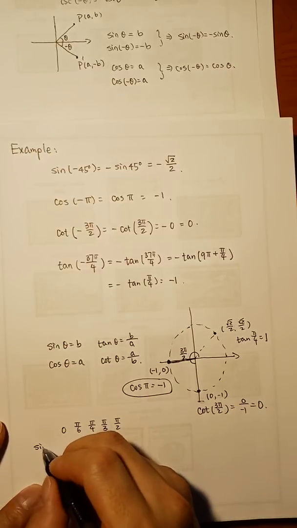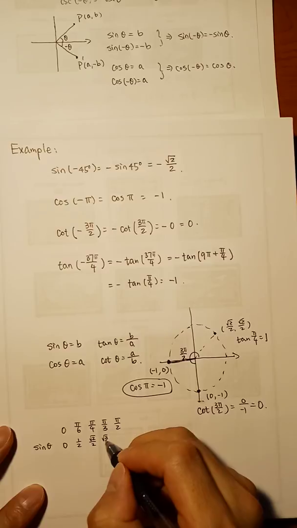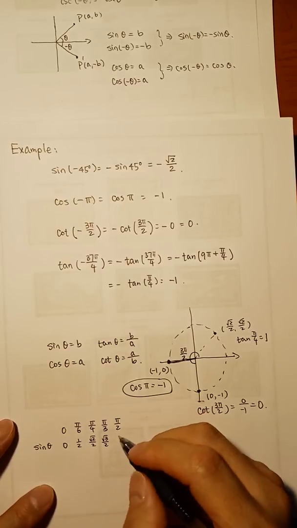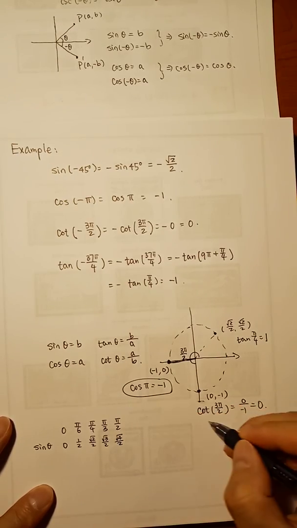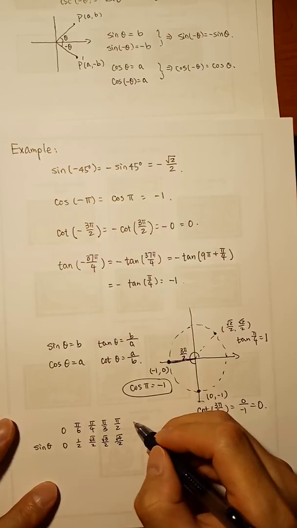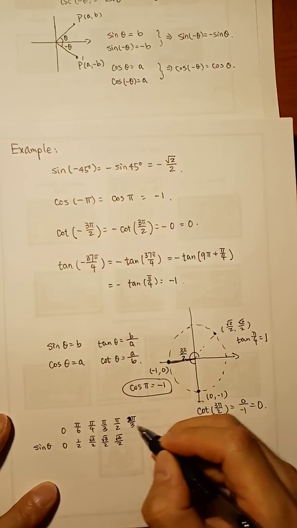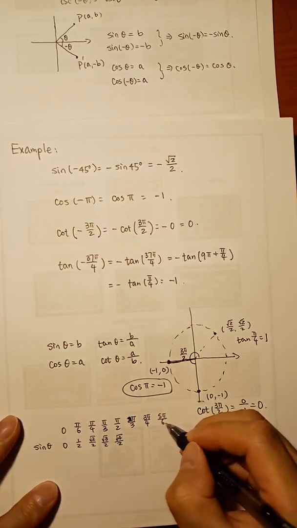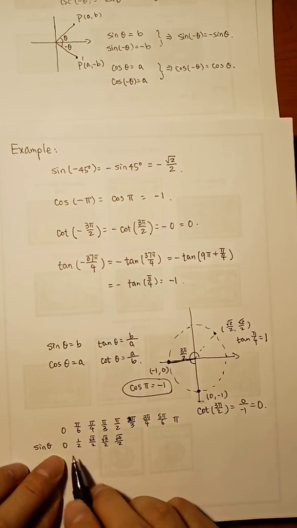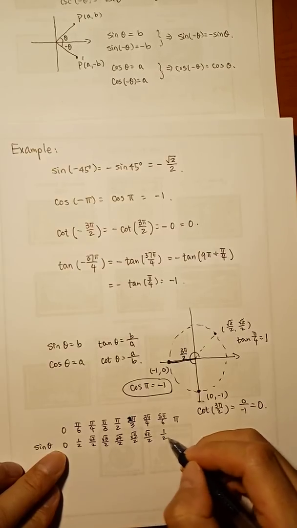Let's see the sine theta. Sine theta will be 0, 1/2, root 2 over 2, root 3 over 2. Sine pi over 2 is 1, so we're going to memorize it like root 4 over 2. And then you go slightly bigger: 2 pi over 3, 3 pi over 4, 5 pi over 6, and pi. This here is increasing, and then you get a decreasing: root 3 over 2, root 2 over 2, 1 over 2, and 0.